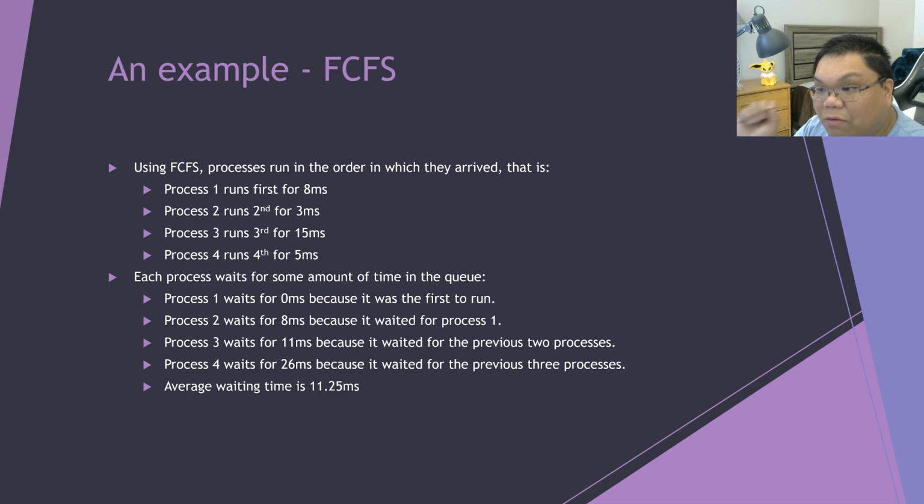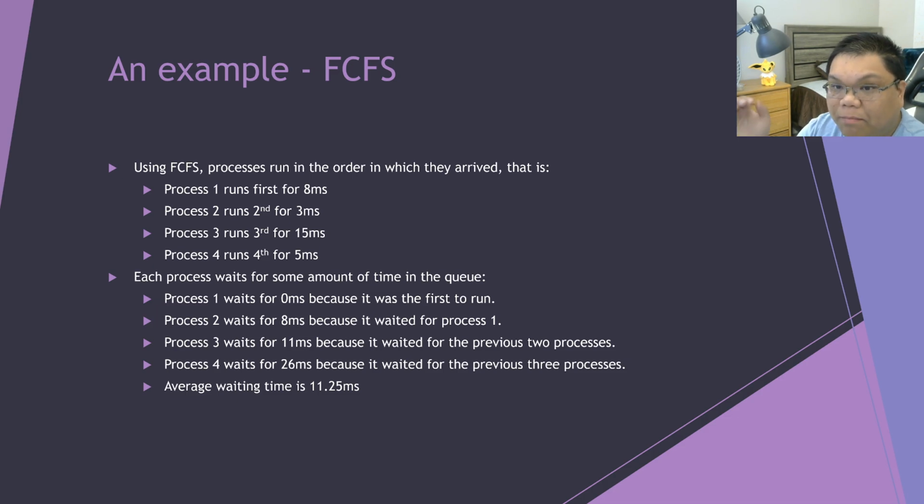Process 2 must then wait for process 1 to finish. So it's going to be waiting for 8 milliseconds. Process 3 waits for process 1 and 2. So that's going to be a total of 11 milliseconds. Process 4 must wait for all processes before it to finish. So it's going to wait for process 1, and then process 2, and then process 3. That's a total of, well, if you add these values up, 26 milliseconds of waiting time. And if we average that out, our average waiting time is 11.25 milliseconds.